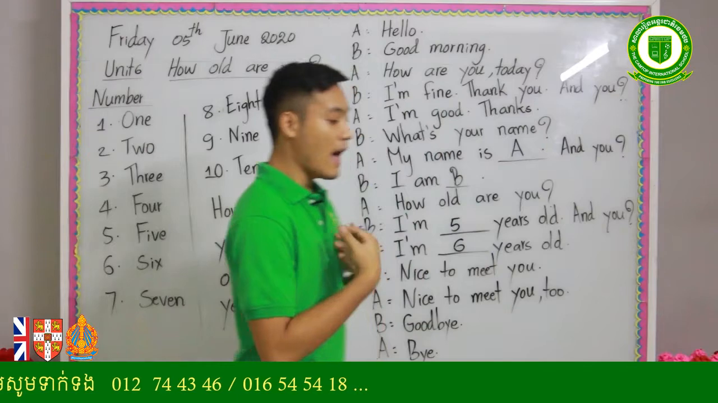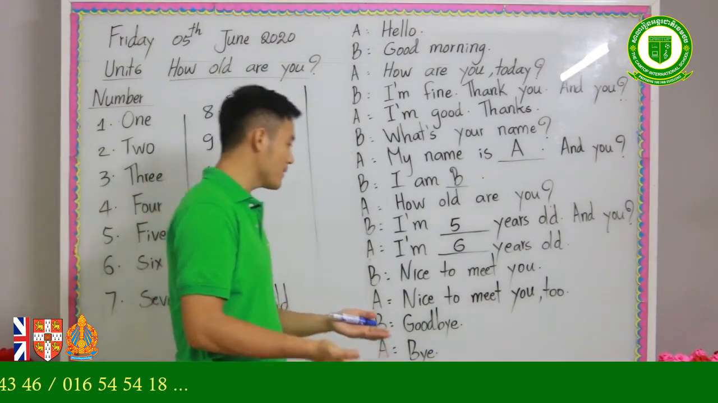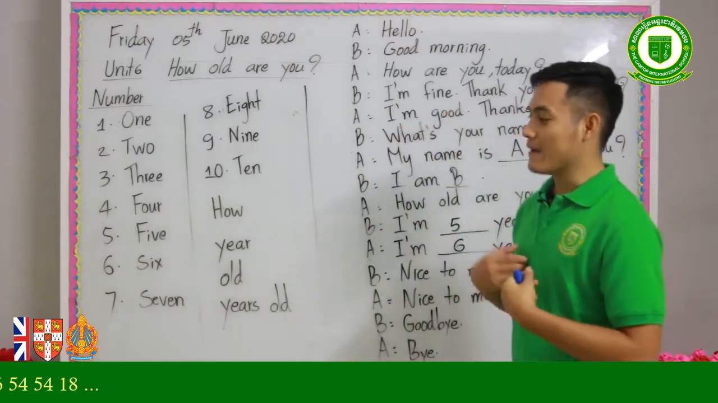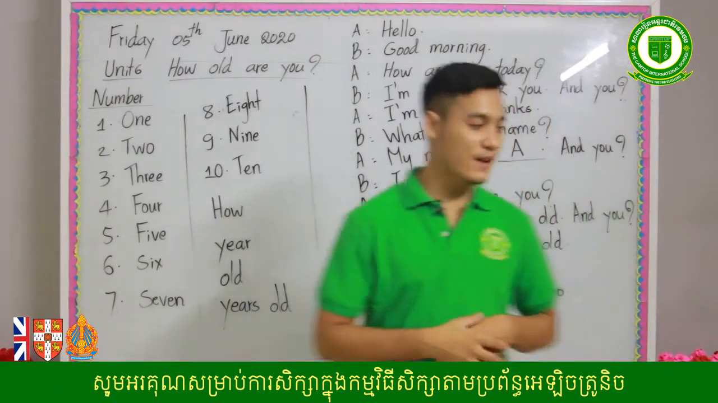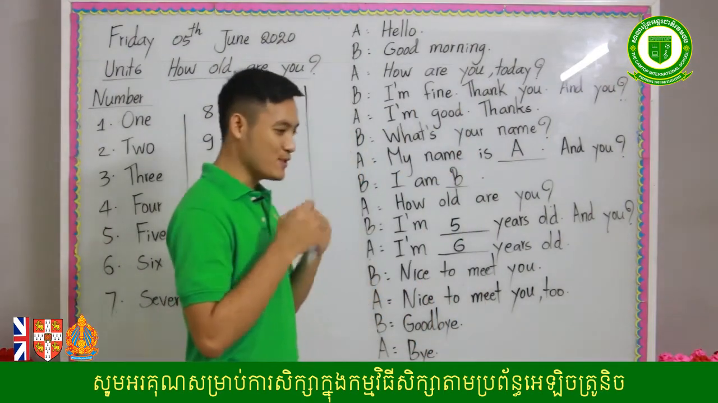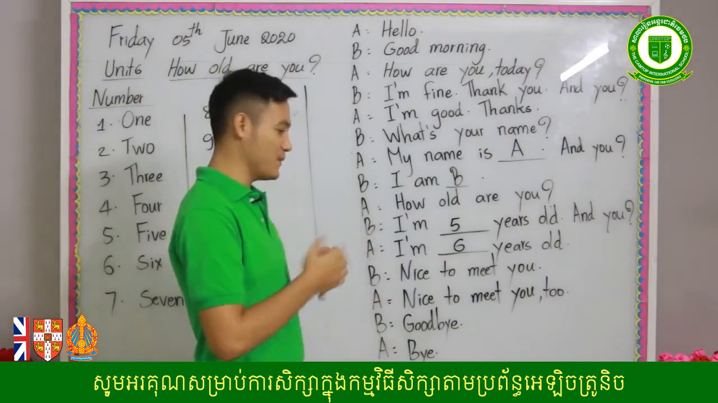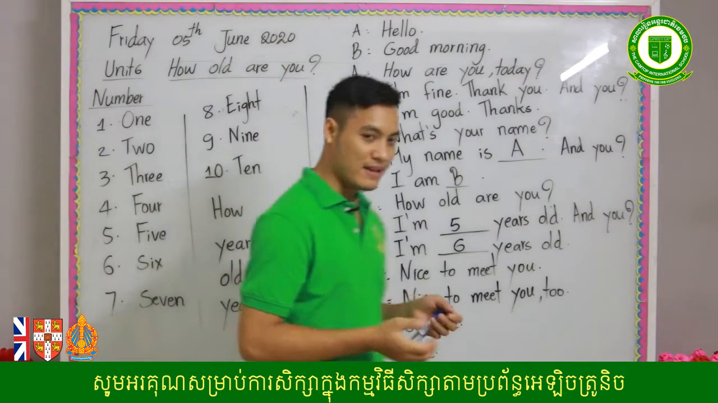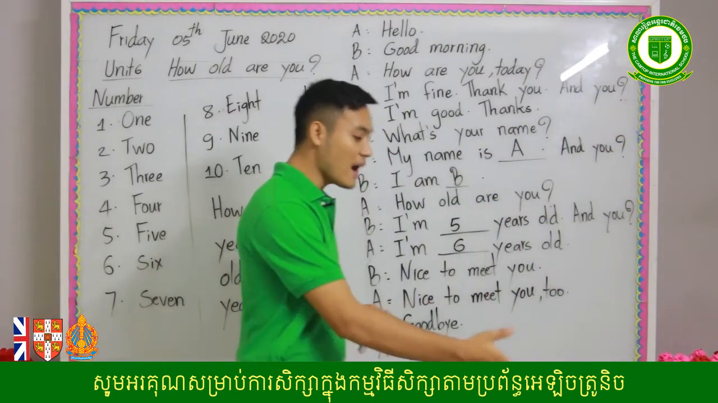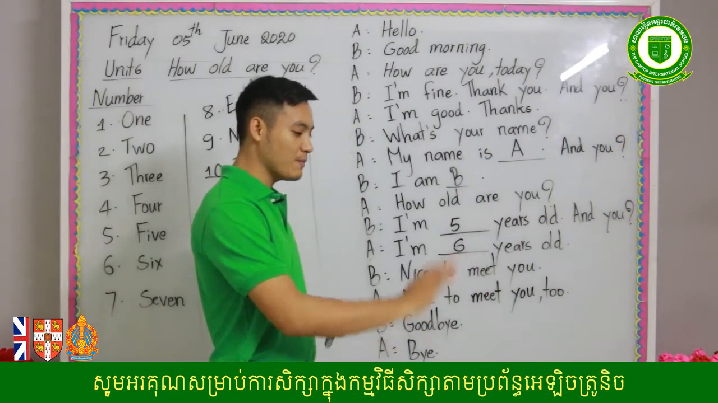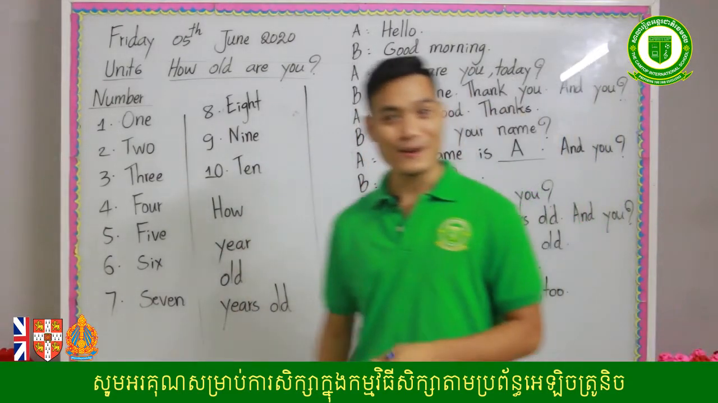Mr. A, how old are you? Mr. B, I'm 5 years old. And you? Mr. A, I'm 6 years old. Mr. B, nice to meet you. Mr. A, nice to meet you too. Goodbye. Bye. Okay, do you understand?